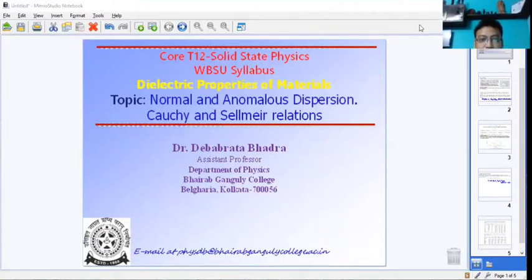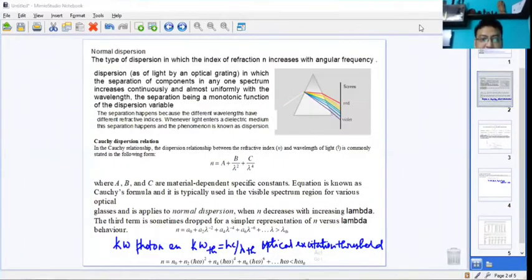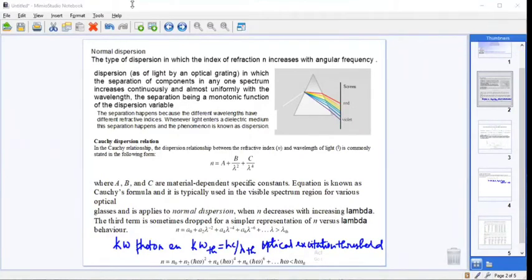So, quickly going into the details of the normal and the anomalous dispersion, this is the basic behavior of normal dispersion. This is the typical phenomenon when white light, such as sunlight or light from an incandescent lamp, is passed through a prism. We observe a color separation, right? The separation of the wavelengths.